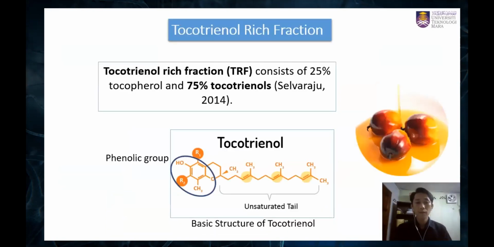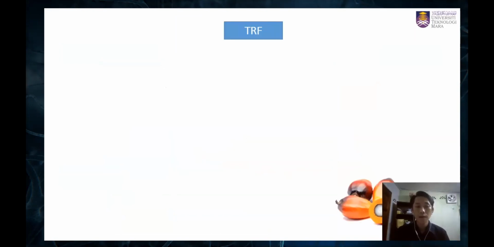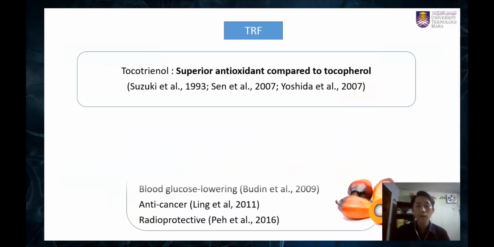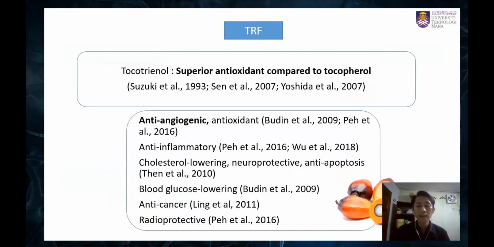We have proposed to use tocotrienol rich fraction which contribute to 75 of tocotrienol and 25 tocopherol. This structure of tocotrienol has the phenolic group which is able to combat against oxidative stress. The tocotrienol, which contribute to the most of TRF proportion, has superior antioxidant compared to tocopherol, and it has been proven to provide anti-angiogenic property in previous studies.